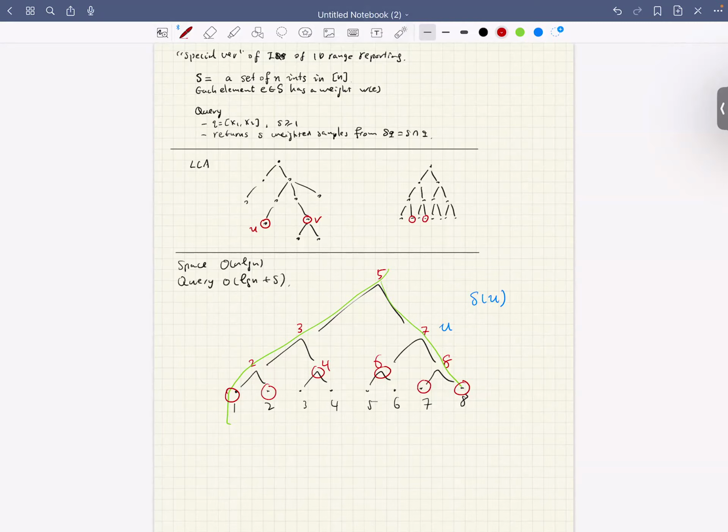Think about the algorithm again. Once again, the algorithm is this. You find the canonical nodes, the cover. What's the size of that? Log n. So what you want to do is build an alias structure over these log n nodes using their weights. So this takes only log n time, correct?